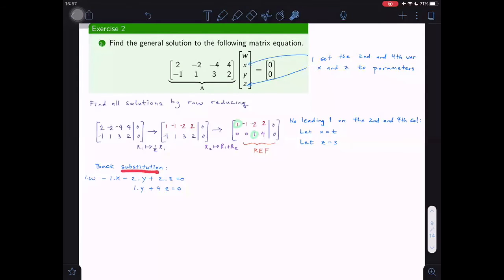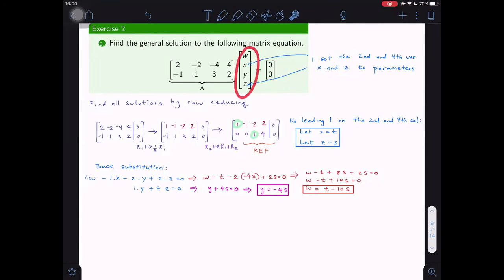I do back substitution. First, I substitute z equals s to the lower equation. This gives me y in terms of s. Next, I can substitute all of these into the upper equation. I will now simplify and move everything that is not w to the other side. I now have all of my variables in terms of the parameters t and s. So the general solution is t minus 10s from w, t from this x, minus 4s from y, and s from z, for t and s in R.